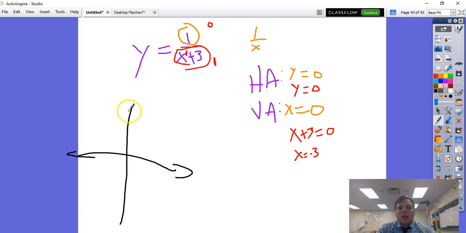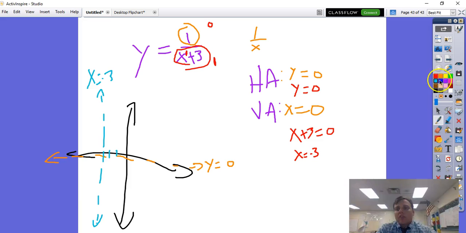Let's look at what this graph would look like. Remember, we have a horizontal asymptote at y equals 0, so that's just a dashed line across where y equals 0. We all know my handwriting is terrible. And then with my vertical asymptote, I know that's at x equals negative 3, so I need to go back 3. So that's my vertical asymptote at x equals negative 3. Then I just draw the rest, which, assuming there are no reflections, is in the top right and bottom left.